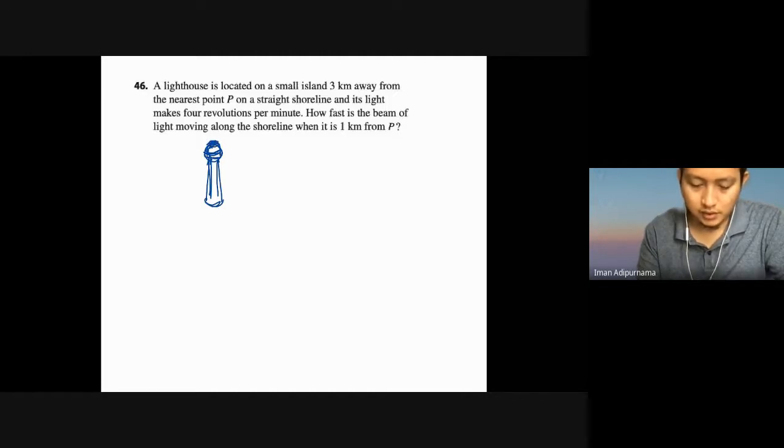And it can rotate, right? It can rotate. And it has the light. It can rotate, right?